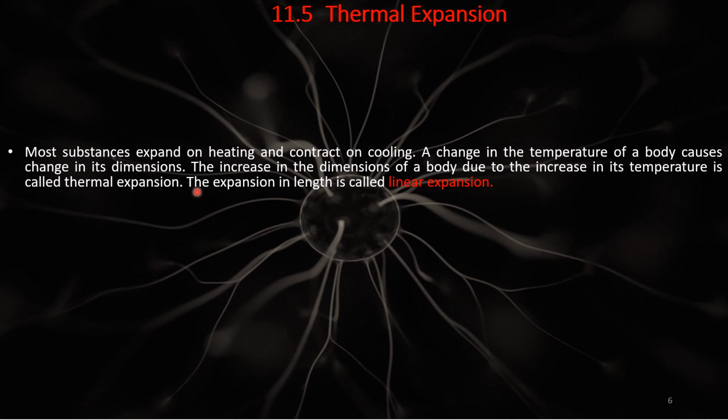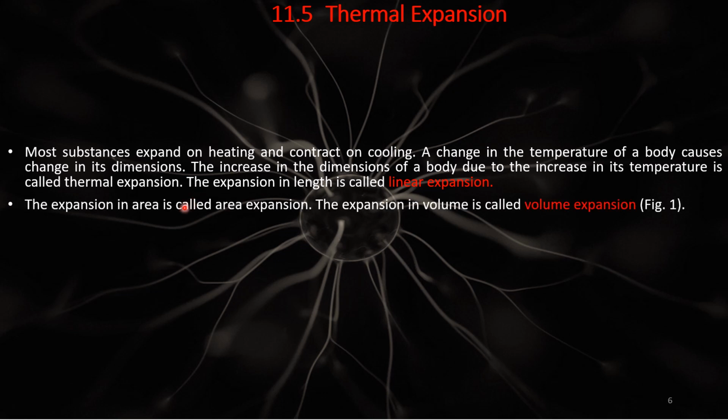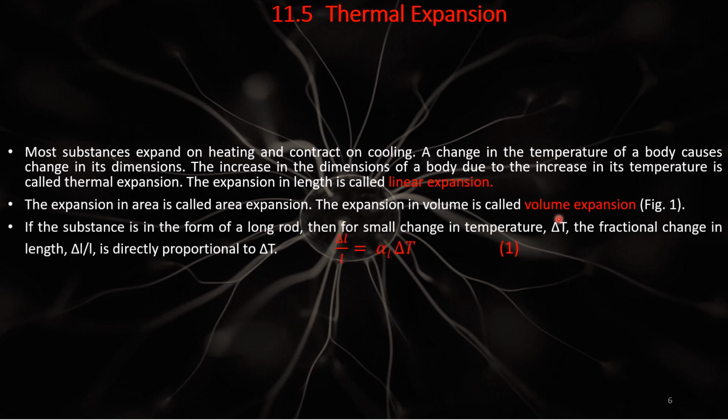The expansion in length is called linear expansion. The expansion in area is called area expansion, whereas the expansion in volume is called volume expansion. All the three expansions, linear, area and volume expansion, are shown in figure 1. This is expansion in length, hence it is linear expansion. This is two-dimensional expansion and it is area expansion. It is expansion in all the three directions. It is called volume expansion.